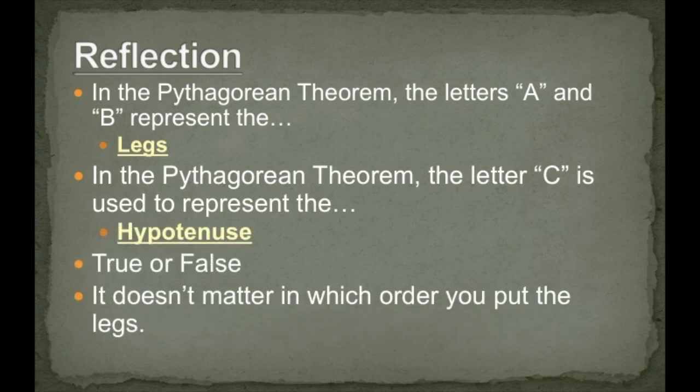True or false? It doesn't matter in which order you put the legs. True, because like we said before, addition is commutative. If you have legs, let's say, of one being 4 and one being 9, then A could be 4 and B could be 9, or A could be 9 and B could be 4. It doesn't really matter because it's commutative.